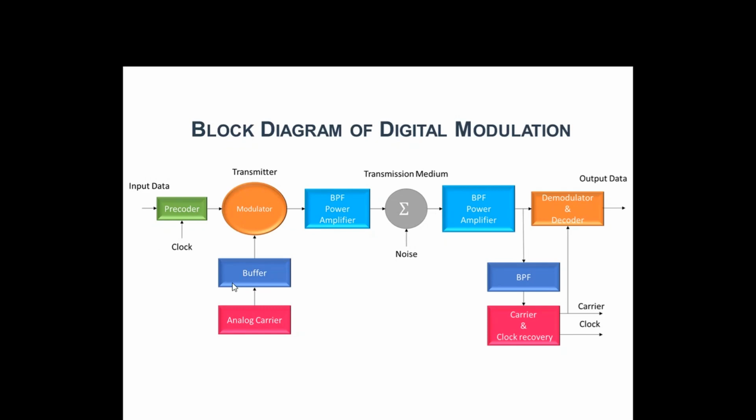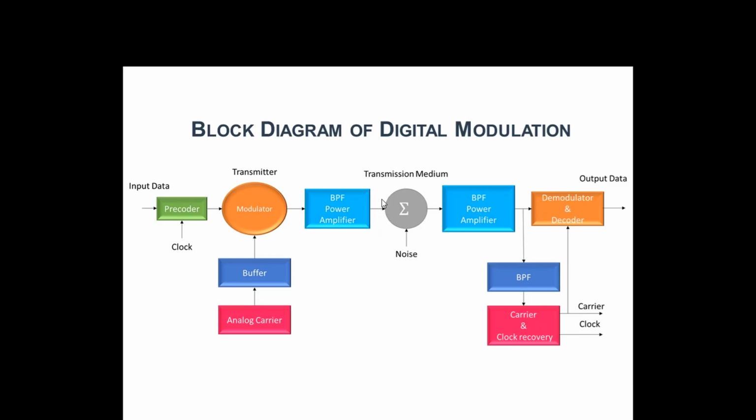The other input for the modulator is a carrier signal. Here we are going to use an analog signal as the carrier signal. Our input data is a digital signal, so we have to keep it in mind: our input data is digital, our carrier signal is analog. Then it goes to the BPF and power amplifier, and then it is transmitted over the transmission medium.